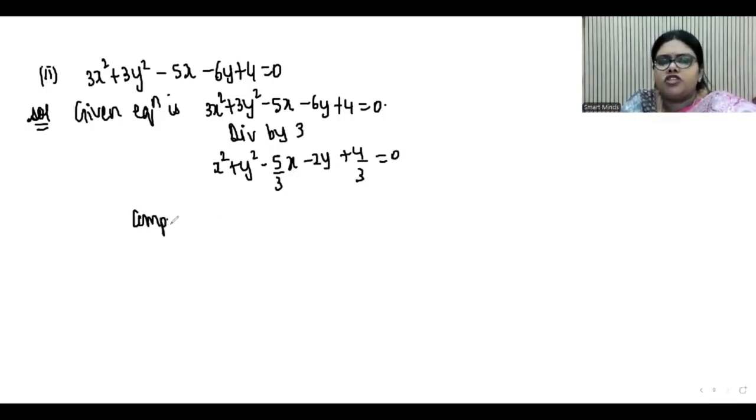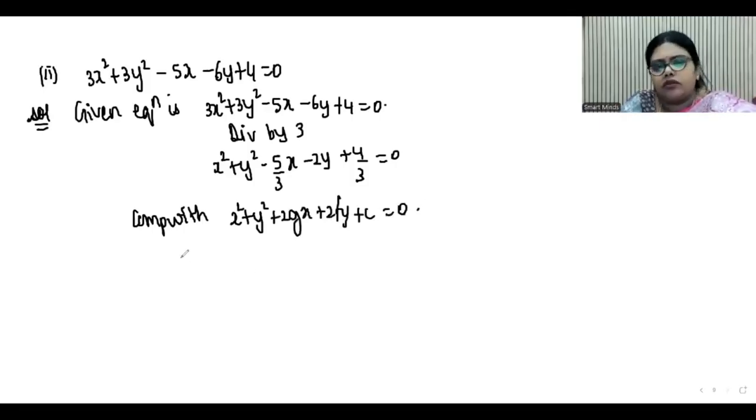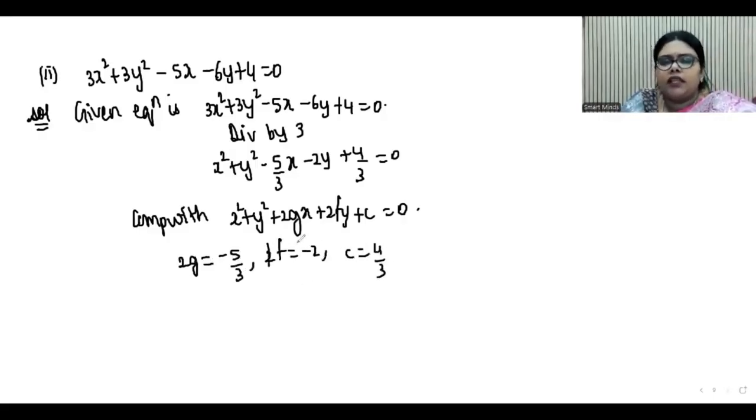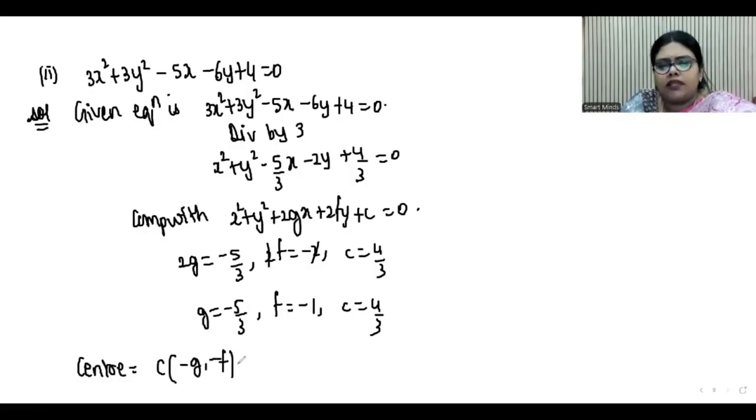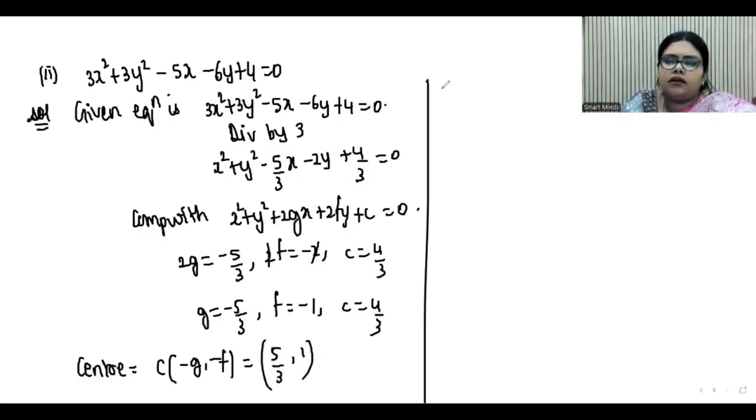Now comparing with the general equation. What is the general equation? x square plus y square plus 2gx plus 2fy plus c is equal to 0. So 2g is minus 5 by 3, 2f is minus 2 and c is 4 by 3. Here 2 cancel. So g is minus 5 by 3, f is minus 1, c is 4 by 3. So in that case what is the center? Center is minus g comma minus f, that is 5 by 3 comma 1. This is the center. Now what is radius?